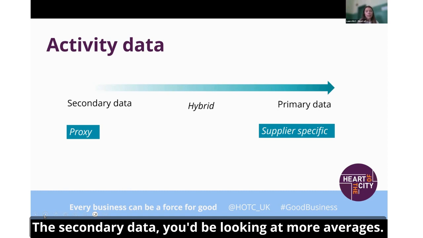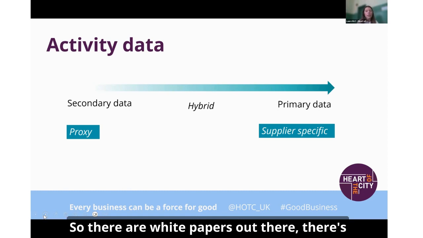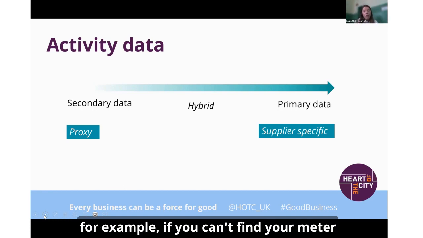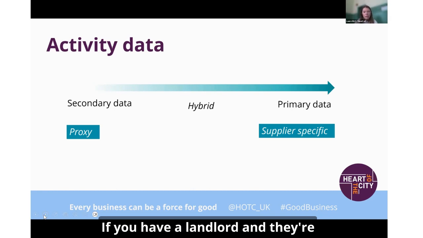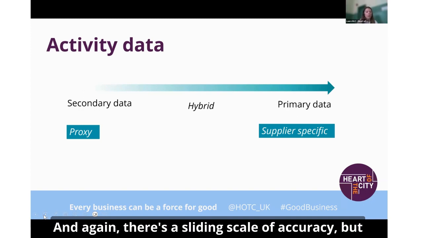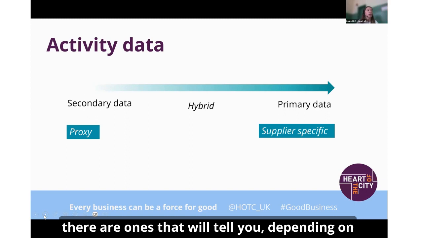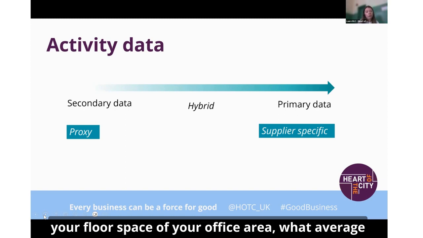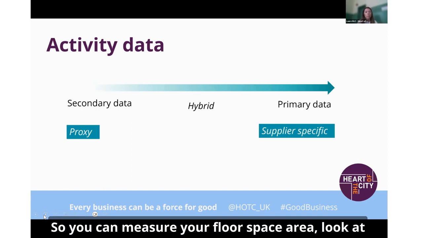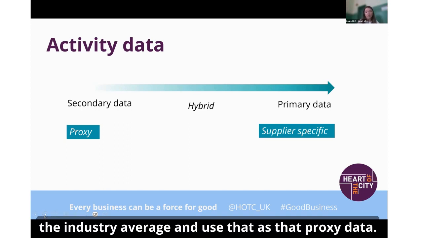For the secondary data, you'd be looking at more averages. There are white papers and industry averages out there which will tell you, for example, if you can't find your meter reading or you just can't get it, if you have a landlord and they're not able to provide you with that information, you can use these industry averages. Again, there's a sliding scale of accuracy, but there are ones that will tell you, depending on the floor space of your office area, what an average energy meter reading would look like. So you can measure your floor space area, look at the industry average, and use that as proxy data.